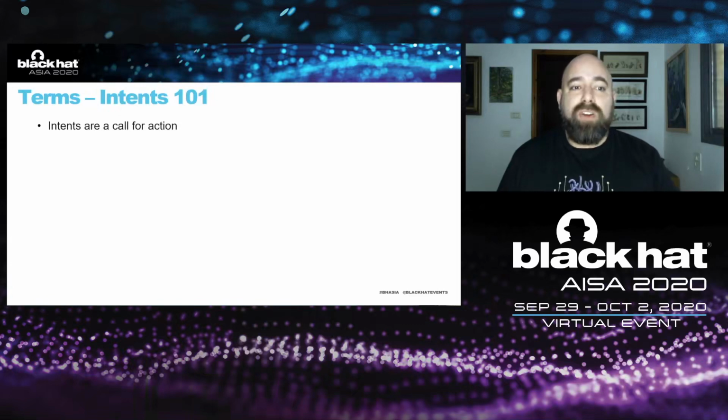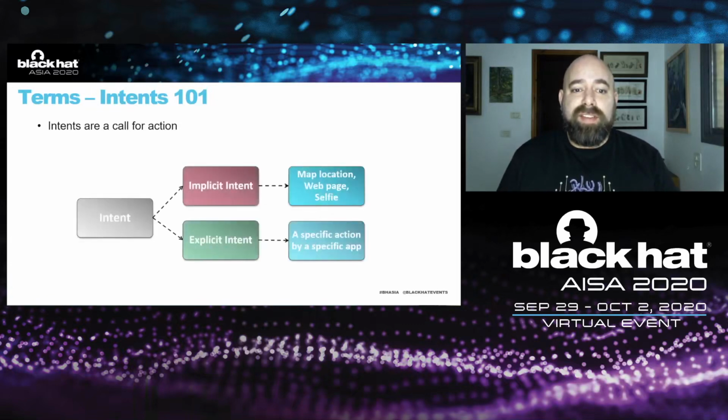So intents are a call for action. You can have an implicit intent or an explicit intent. The explicit intent is easy because it goes for a specific action by a specific application. You need to know which application you're calling and which action specifically you are calling in that application. The more, well, not complicated, but more complex intent is the implicit one. The implicit one would mean that you just send out to the air an intent and hope that some application will catch it and act upon it.